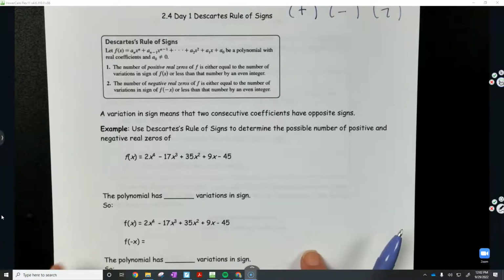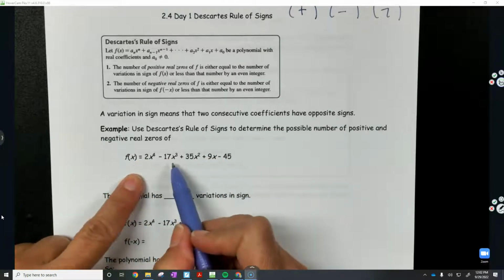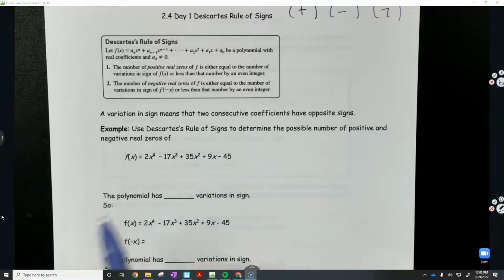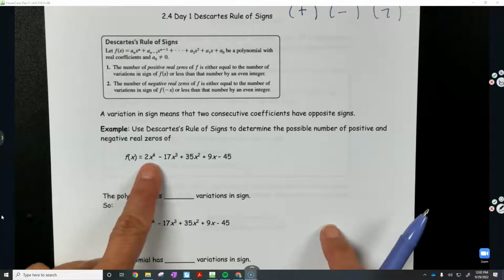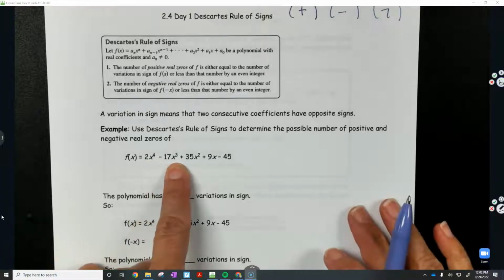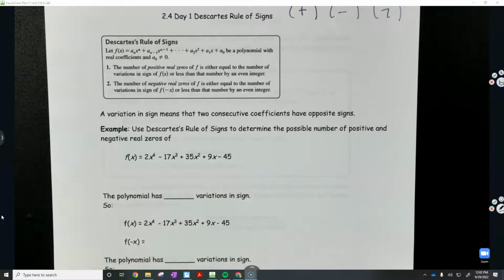But here's what he figured out. If you have a regular polynomial, every time it flips signs, like from positive to negative, that total number is a possible combo of positive zeros. For example, we have 2x to the fourth minus 17x to the third plus 35x squared plus 9x minus 45.